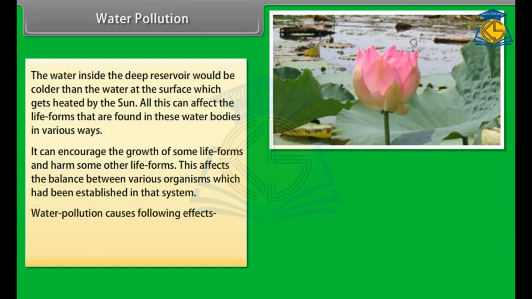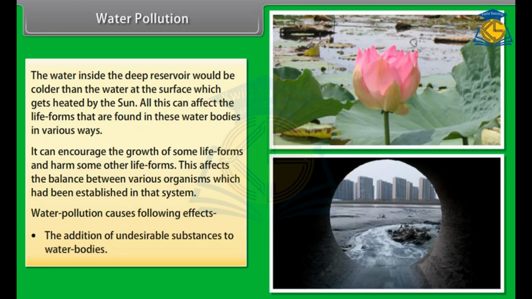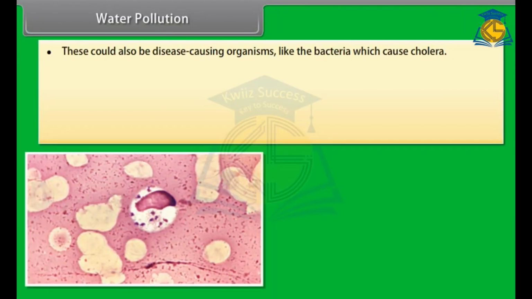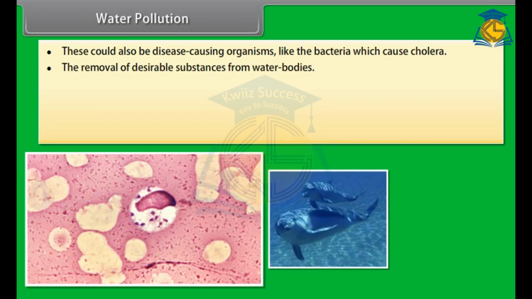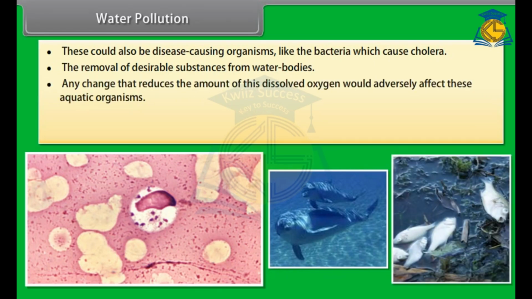Water pollution causes the following effects: the addition of undesirable substances to water bodies. These could also be disease-causing organisms like the bacteria which causes cholera. The removal of desirable substances from water bodies. Any change that reduces the amount of this dissolved oxygen would adversely affect these aquatic organisms. Other nutrients could also be depleted from the water bodies.